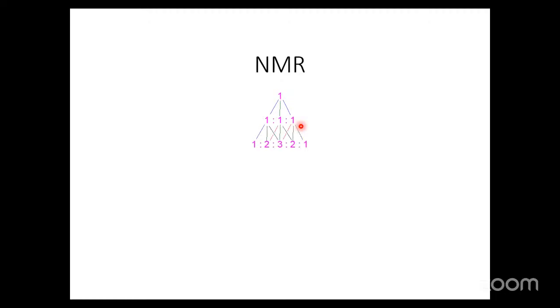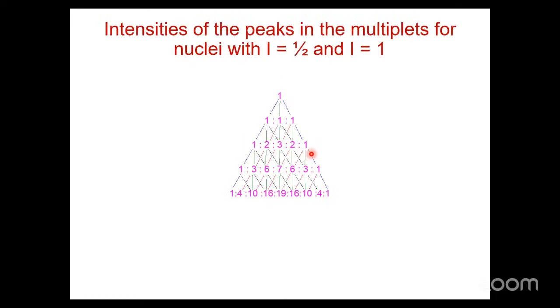If we have n equal to 2 deuterium, that is, two atoms of deuterium coupling with the hydrogen, you will get 5 lines in the intensity 1:2:3:2:1. If we have 3 and 4, you can develop this Pascal-like triangle to get the intensity. Now this triangle you can use only when the coupling nuclei have different spin quantum numbers, 1/2 and 1.